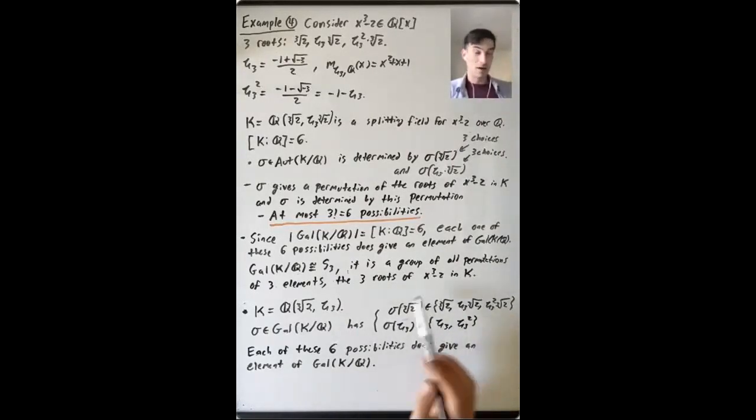And now there are at most 6 possibilities. For each one of these 6 possibilities, you make a choice for where to send cube root of 2, and you make a choice for where to send zeta 3. Each one of these 6 possibilities really does give an automorphism of K that fixes Q. So this really does give an element of this Galois group.